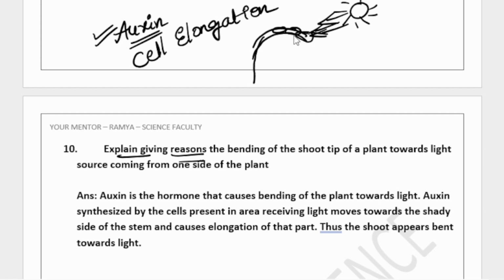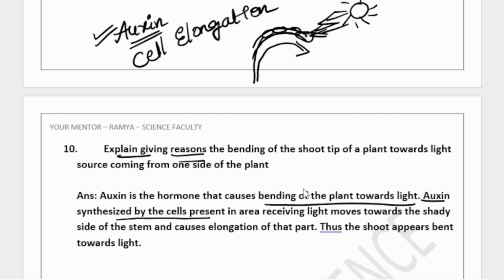As a result of it, what happened? The weight of the cell increases. So the plant easily bends towards the sunlight. Very simple concept. So auxin is a hormone. This auxin hormone is causing the plant to bend towards the sunlight, my dear students. Okay, and if this auxin is synthesized by the cells in proper quantity, we can see the plant bending more towards the sunlight.